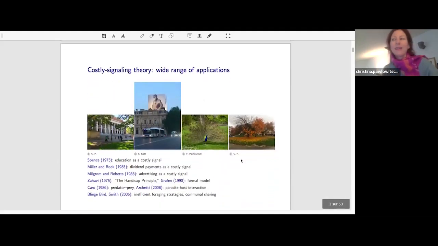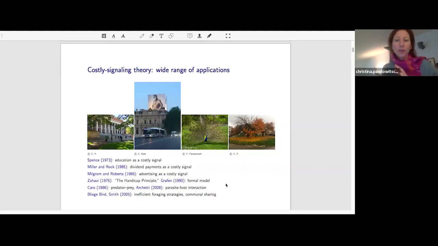Costly signaling is, of course, a very well-established research paradigm in economics, but also in theoretical biology. In theoretical biology, it is more known under the name of the handicap principle. This goes back to works by Zahavi in the 1970s. And it was also in the 1970s that Spence introduced his model of costly signaling in the job market.